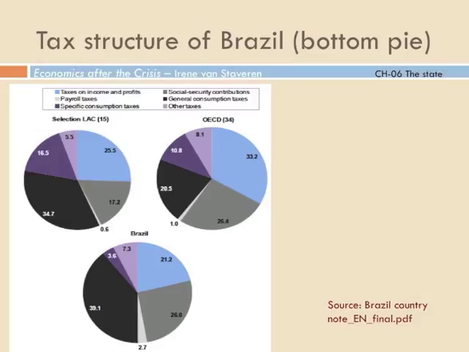Now, when we compare this, we see that the blue slice of the pie is for taxes on income and profit. This is relatively low in Brazil as compared to Latin America and the OECD. But it has relatively high social security contributions, and that is the gray slice of the pie, much bigger than in the rest of Latin America. And now the black part, that is really big for Brazil, meaning that tax revenue in Brazil relies a lot on value-added taxes, consumer taxes.